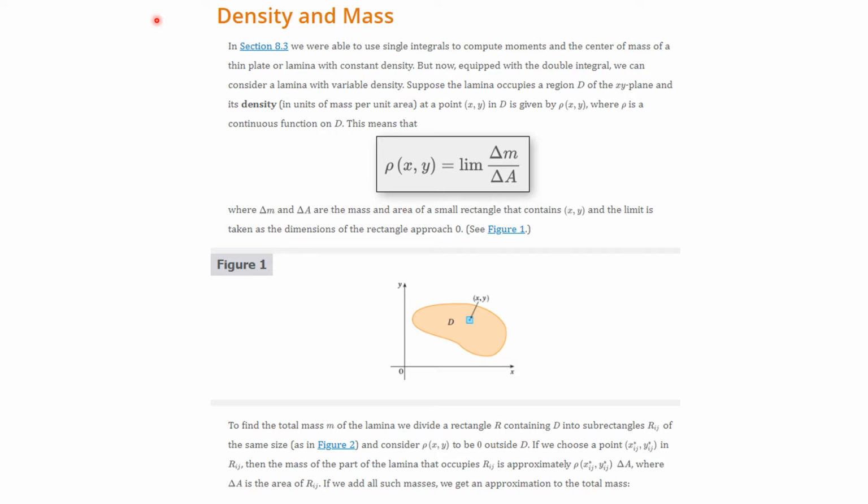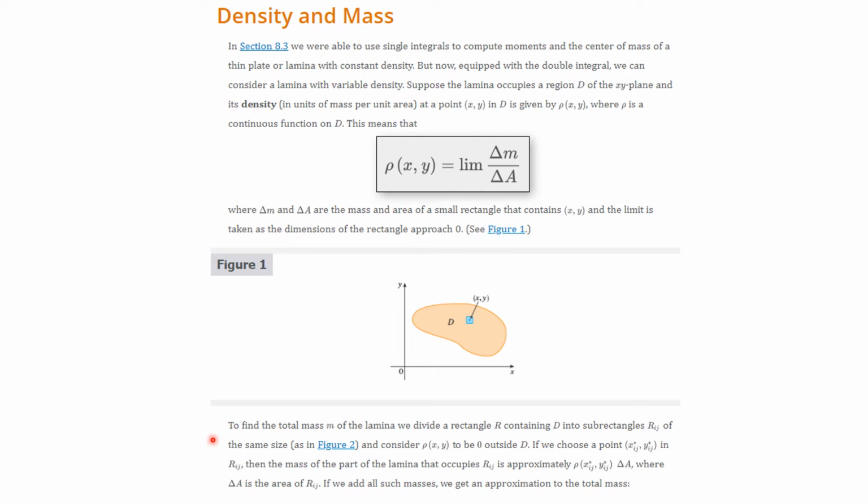Let's continue with density and mass then. So earlier we were able to use single integrals, depending on who taught your Calc 2 class, to compute moments and centers of mass of a thin plate or lamina that had constant density. But now, since we have double integrals, we can talk about actually having a variable density. And the variable density in this case is going to be called rho. So rho at xy is going to be the limit as delta A goes to 0 of the mass over the unit area. And that's going to be the density function. It's a variable over this region D.